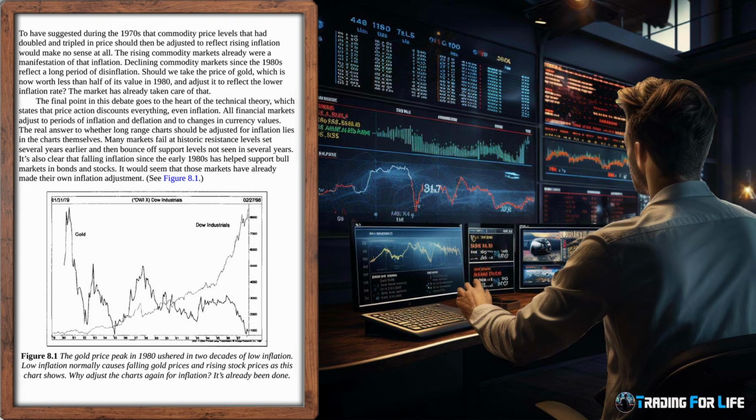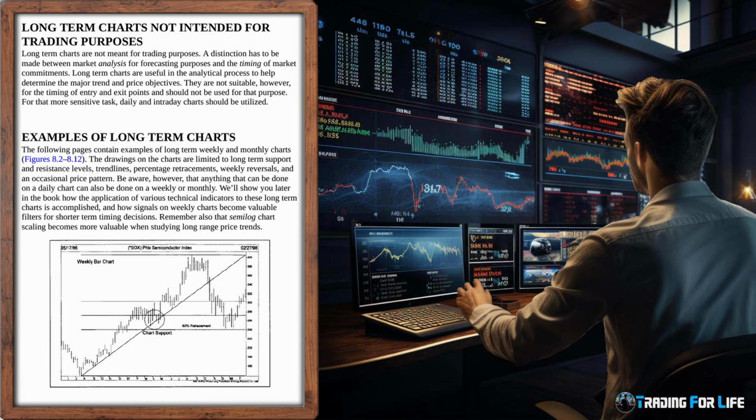See Figure 8.1. Long-term charts are not intended for trading purposes. The distinction has to be made between market analysis for forecasting purposes and the timing of market commitments. Long-term charts are useful in the analytical process to help determine the major trend and price objectives. They are not suitable, however, for the timing of entry and exit points and should not be used for that purpose. For that more sensitive task, daily and intraday charts should be utilized.